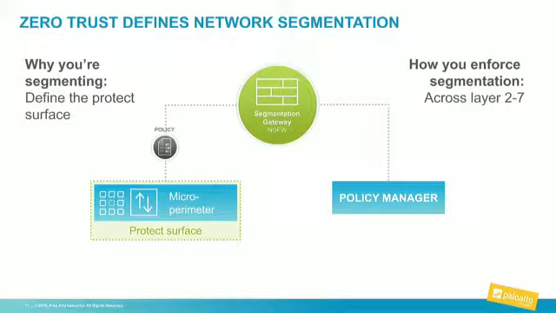So segmentation: a lot of people say I need to segment my network, and then they fail on it. The reason is segmentation is a technique, not a strategy. And the strategy you're going to use is Zero Trust. If you are saying, well, we need to do network segmentation, what you're really saying is we need to do Zero Trust as a strategy. And then Zero Trust defines how we're going to do segmentation. It tells us why we're segmenting. We're segmenting because we're defining the protect surface.